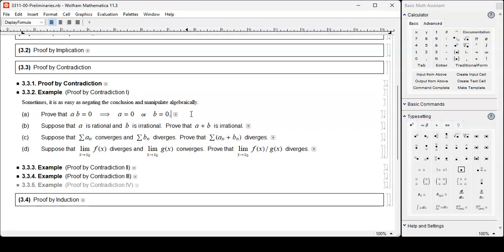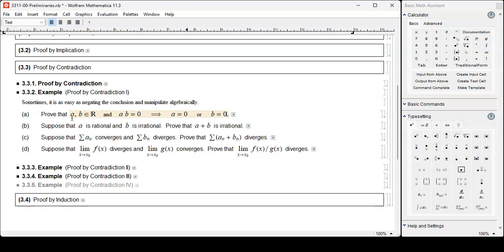Here's an example. Prove that if A times B is 0, then either A is 0 or B is 0. I think we talked about it already, and we did it by direct proof, proof by implication. And I think we have to specify the domain. For example, if you allow A and B to be matrices, then this may not be true. It has to be some kind of number. Complex number, that's okay too, but let's stick to the real number system.